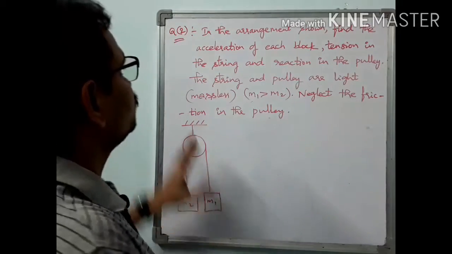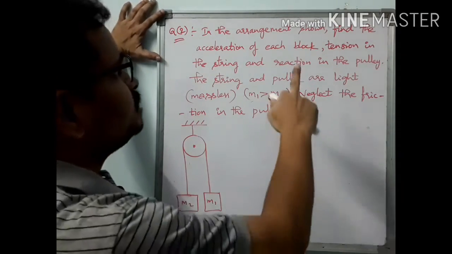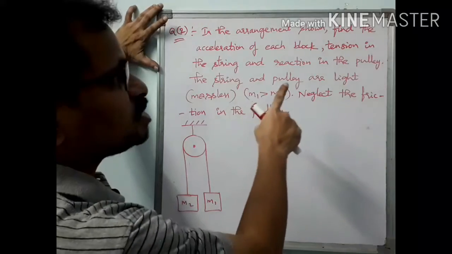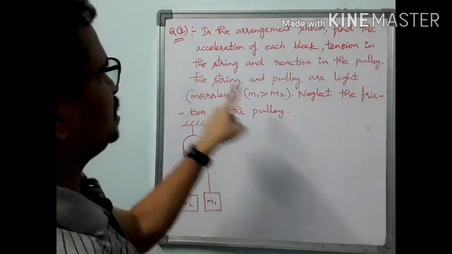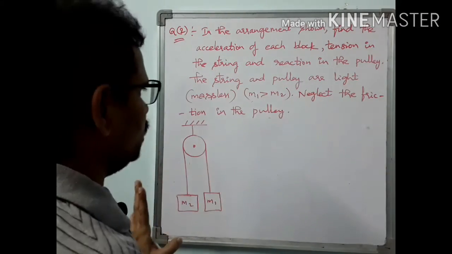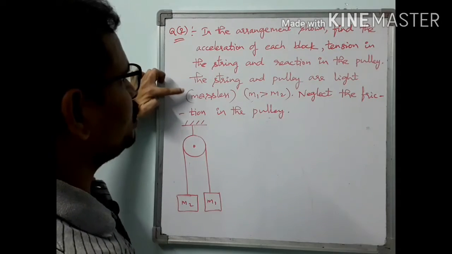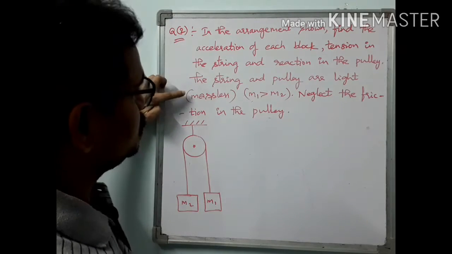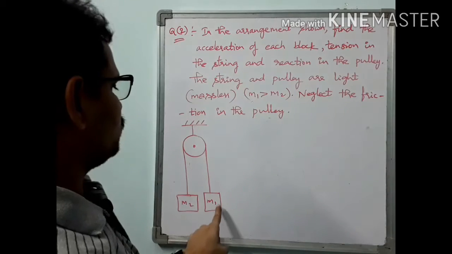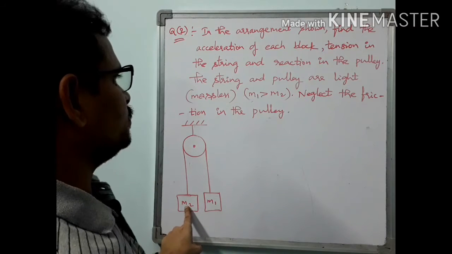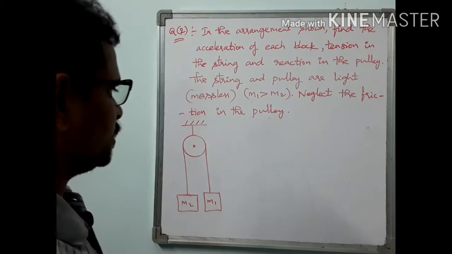See, look at this one. Question number 2. In the arrangement shown, find the acceleration of each block, the tension in the string, and the reaction on the pulley. The string and pulley are light. Light means massless. Here M1 is greater than M2. This block is M1, and M1 is greater than M2. Neglect the friction on the pulley.